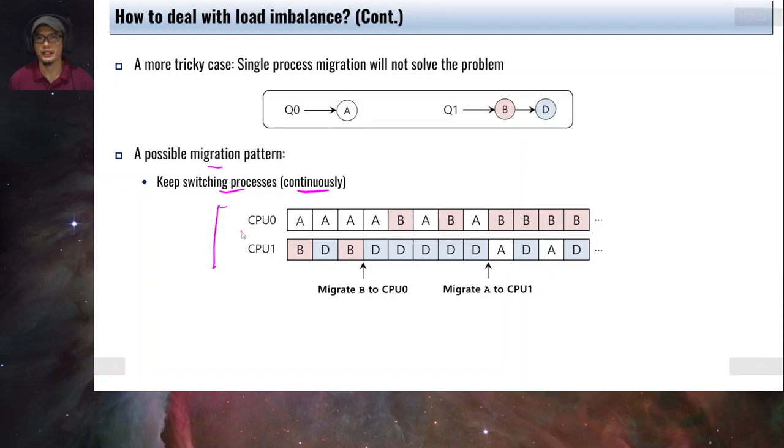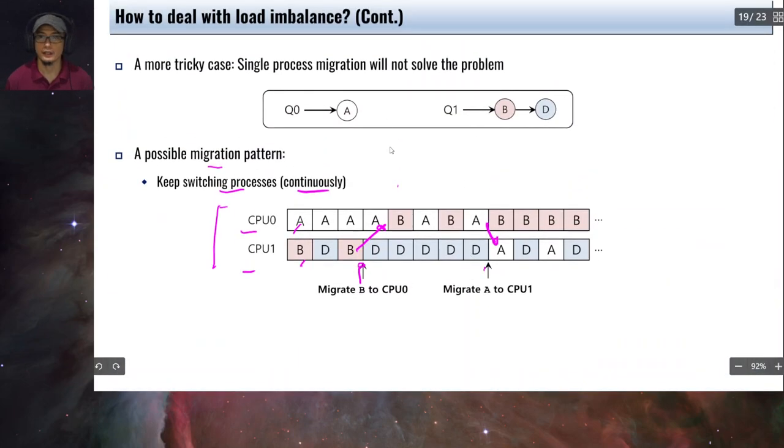We have two cores again, CPU 0 and CPU 1. A is scheduled on CPU 0 and B is scheduled on CPU 1. Then at this point, B will be moved to CPU 0, and then at this point, A will be moved to CPU 1. So the migration happens continuously, not just in a single instance. Most real operating systems implement this, as we will see in the demonstration later.